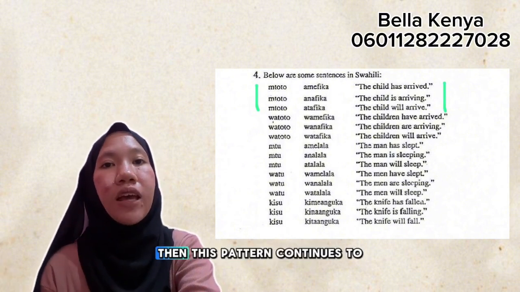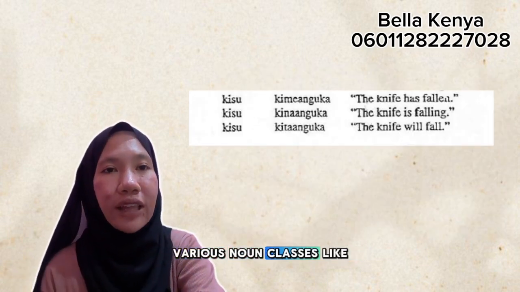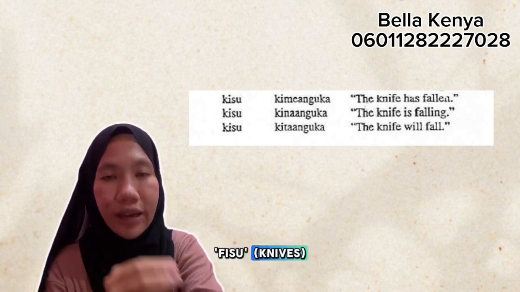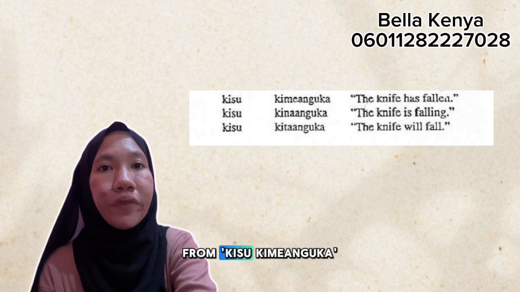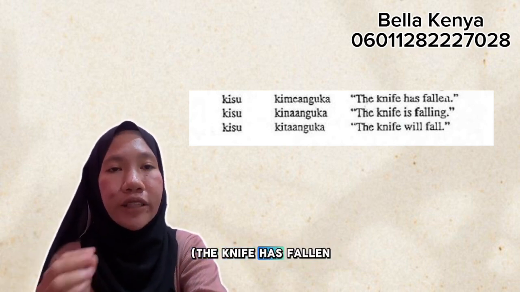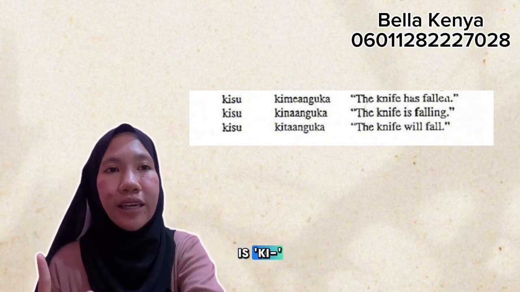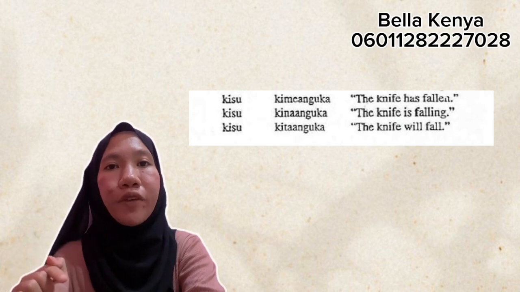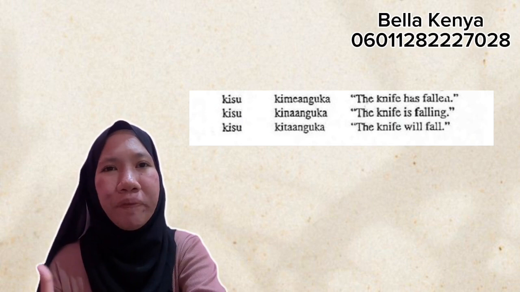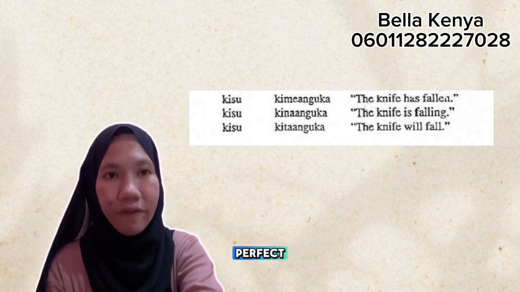And then this continues across various noun classes like kisu, knife, and visu, knives. From kisu, kimeanguka, the knife has fallen. The subject prefix is ki for the singular, and me is the tense marker for present perfect.